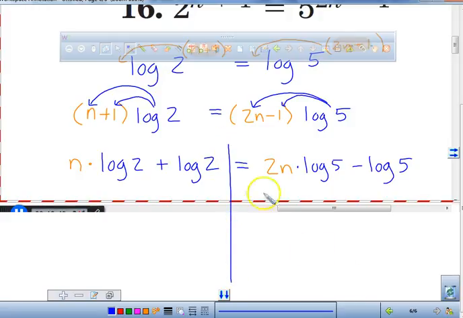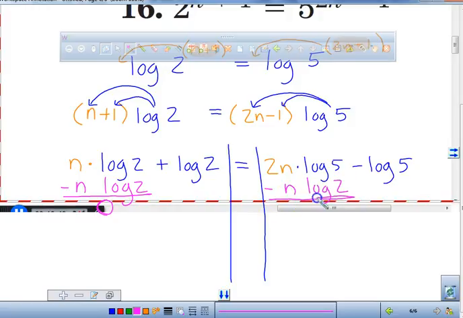Let's take a look at this and realize, wait a second, here's our equal sign, right? There's our equal sign. We need to have all the variables on one side of the equal sign and all of the non-variables on the other side, okay? So, you see here we have n log of 2, here we have 2n log of 5. What I'm going to do is take away an n log of 2 from this side, which zeroes that out. Whatever I do to one side, I have to do to the other side.